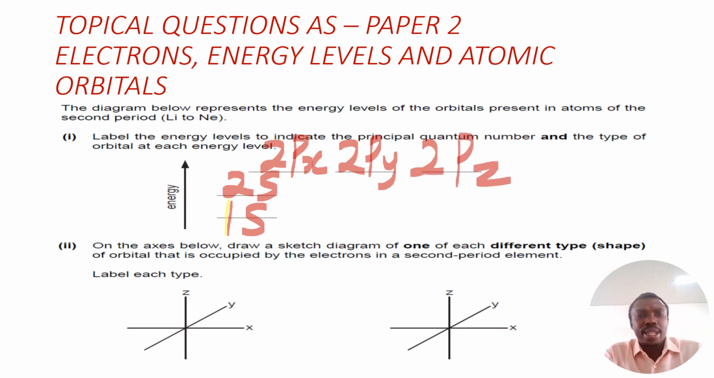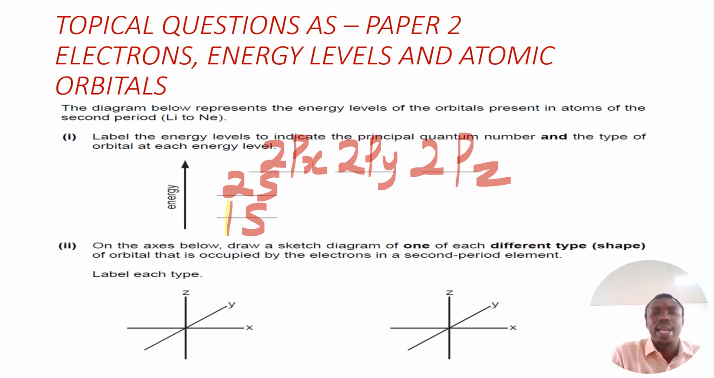So as you can see, it's as simple as A, B, C. Now, if you look at the next question: on the axis below, draw a sketch diagram of one of each different type of shape of orbital that is occupied by the electrons in the second period element. So label each type.